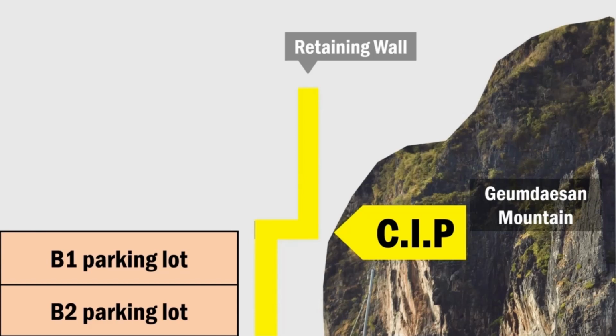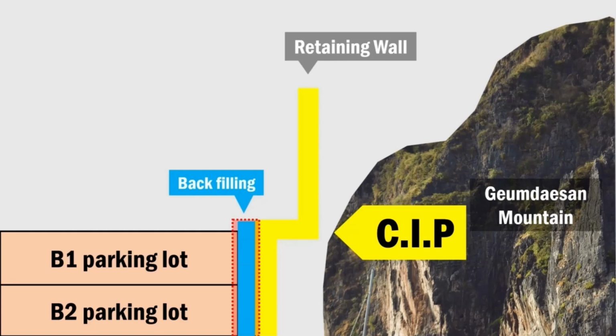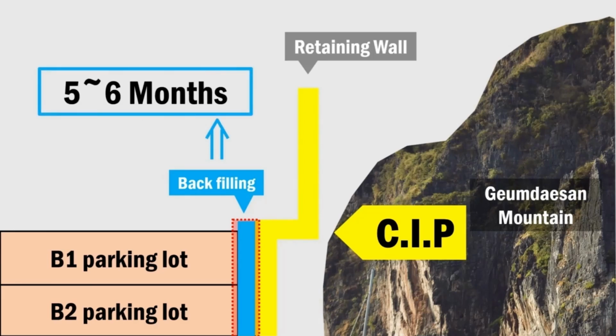However, this alone could not eliminate the fear of landslide. Over time, the structure will rise away from the CIP. We need to perform backfilling work. Backfilling is the work of filling up the soil and restoring it to its original state after the construction of an extra dug part for underground structure construction. However, because it will take 5 to 6 months for the structure to come up and for backfilling work to be performed, concerns about landslide still remain.